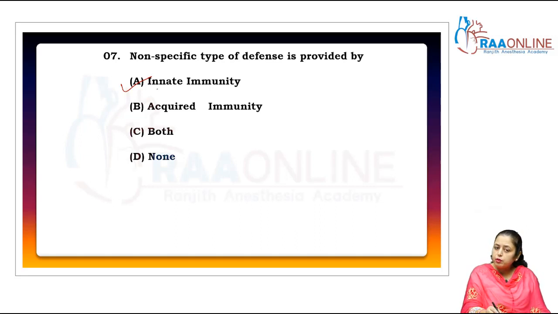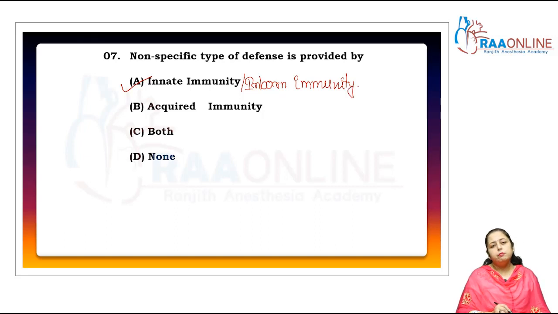But innate immunity, which is also known as inborn immunity, is received by the child through the mother, right? Clear? In the form of colostrum and all these, clear? So this is called the innate immunity. That's why it is the non-specific type of defense.